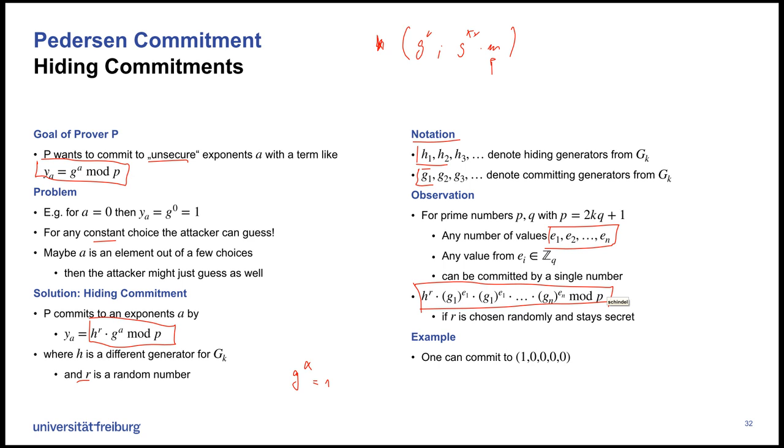Because the other ones are just multiplications, and everything is now relying on the first exponent, h to the r, which has no meaning. It's just there to hide it. So actually we are sacrificing one generator just to hide our information and make perfect hiding. But we know that it's there, and we know how to reconstruct it, and we know how to prove it. So you can commit to this here, and the commitment will be a random number, a completely random number.